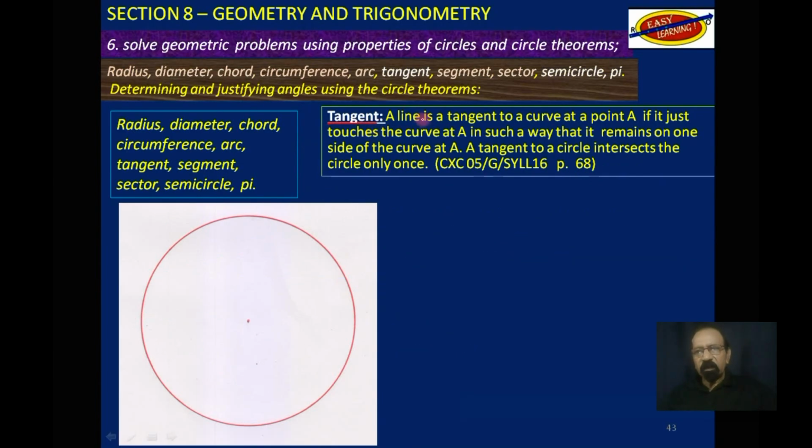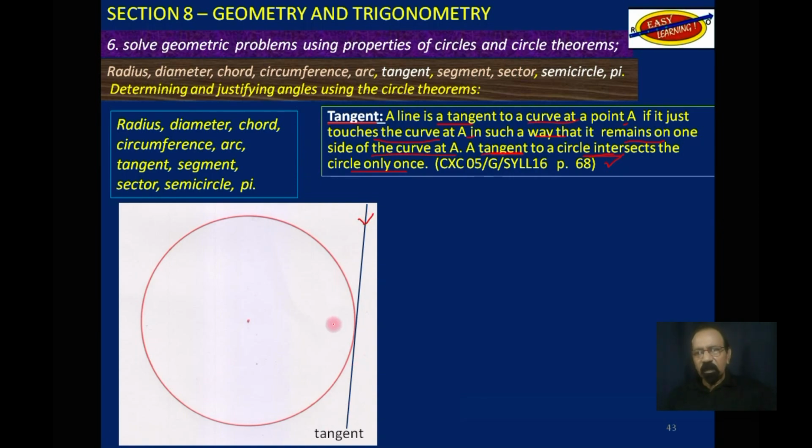What is a tangent? A line is a tangent to a curve at a point A if it just touches the curve at A in such a way that it remains on one side of the curve at A. A tangent to a circle intersects the circle only once. That is from the syllabus. So you have a line like this.